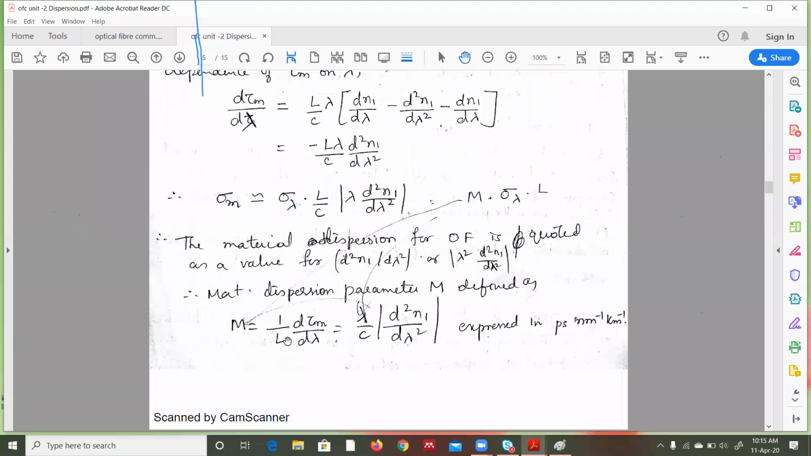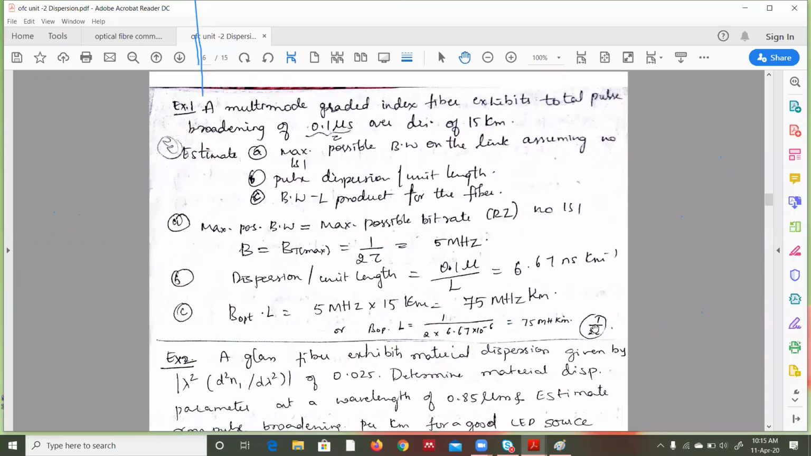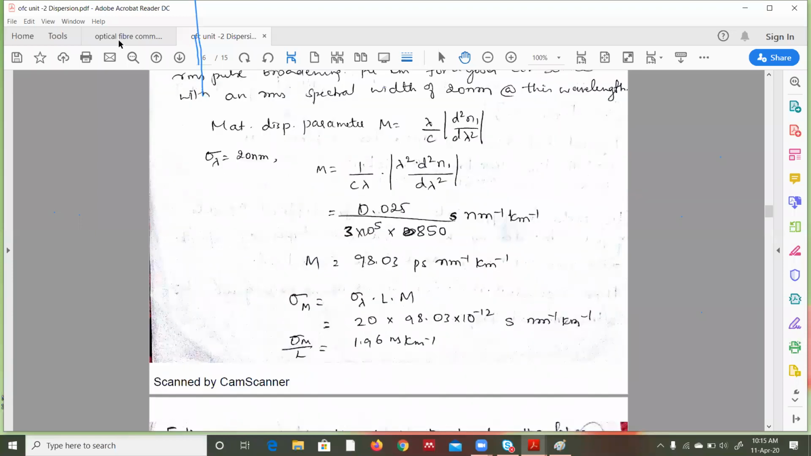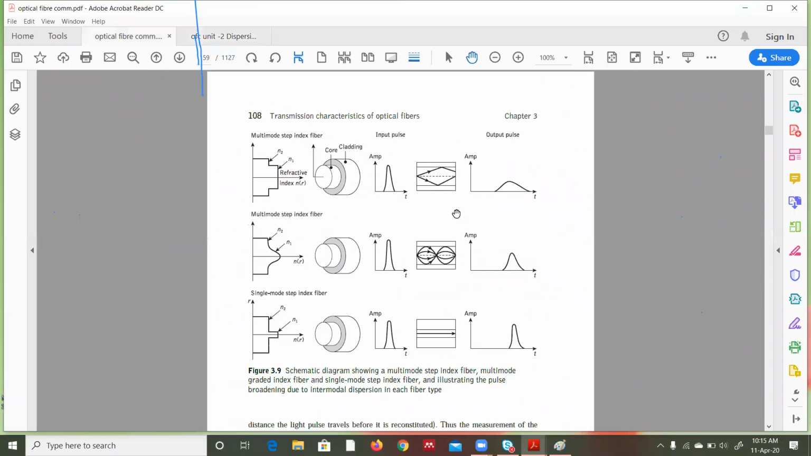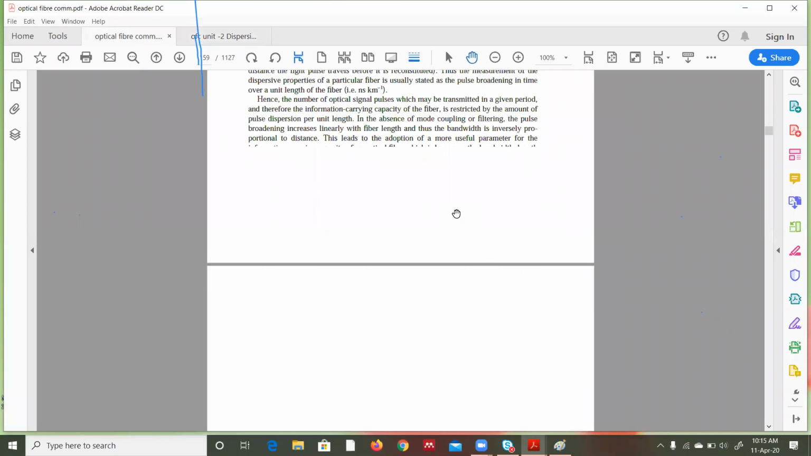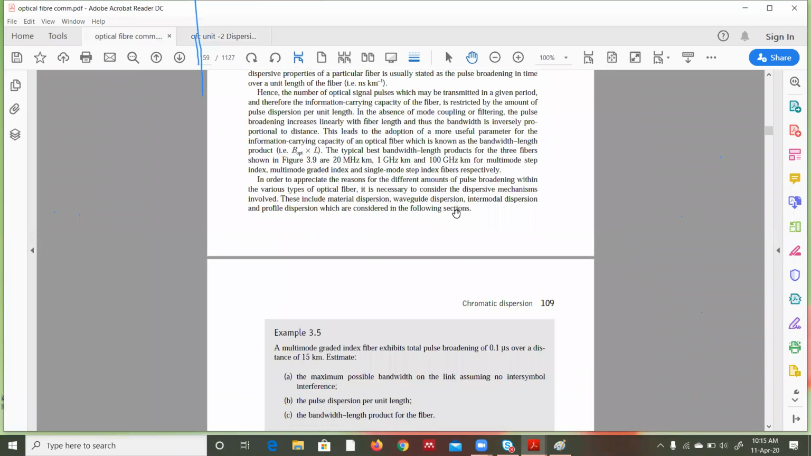Okay, what is M? M is lambda by C d square n1 by d lambda square. And the unit of that is picoseconds per nanometer per kilometer. So please remember that expression, because we have a problem to solve related to material dispersion, which is an important question in the exam. So let me take the statement now.